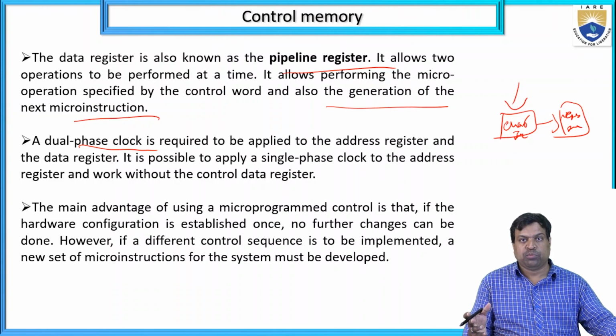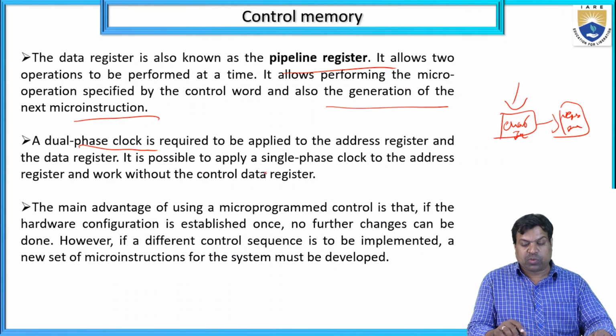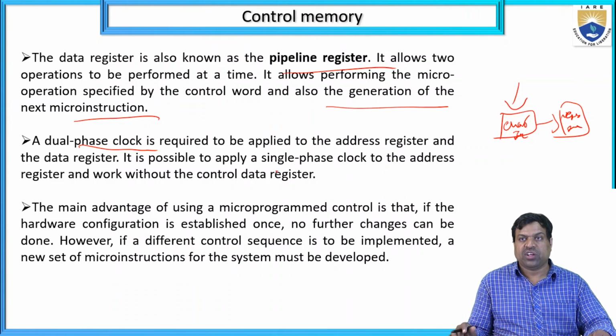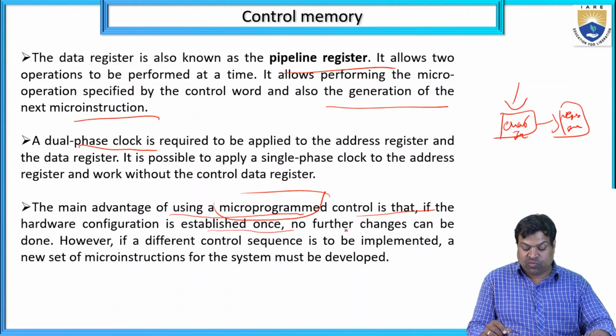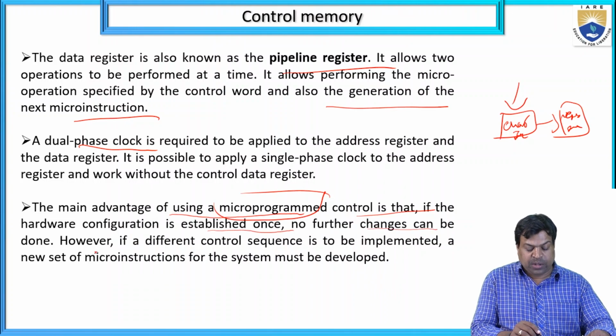Suppose I am taking the input and output operations. A dual clock pulse is important for requiring the micro operations of the address register and the data register. And it is possible to apply a single phase clock to the address register and work without the control data register. And one of the main advantages of using microprogramming is that the hardware configuration is established once, with no further changes.